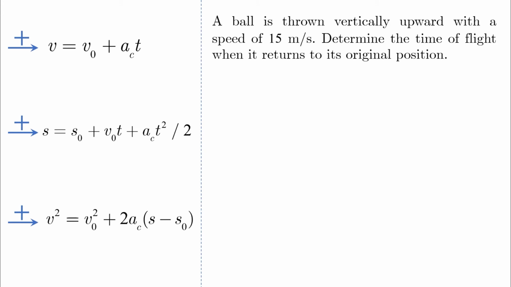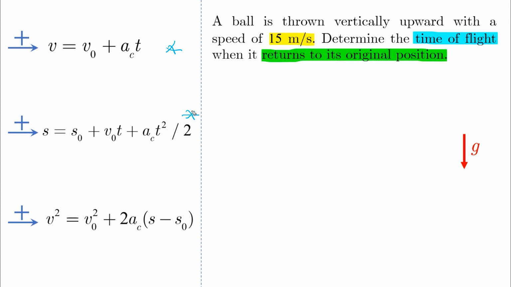Okay, here we have a ball thrown vertically upward, which means we have a gravity pointing down, as we said before, with a speed of 15 meters per second, which is initial v, or v naught. Determine the time of flight, which means we'll be using either the first or the second equation. When it returns to its original position. And this means if it starts and ends at the same position, delta s is simply equal to 0.